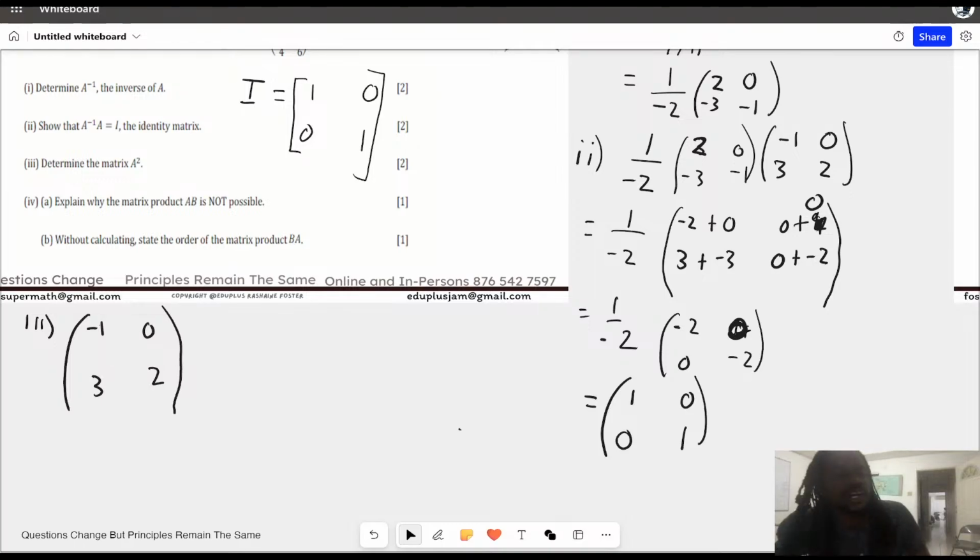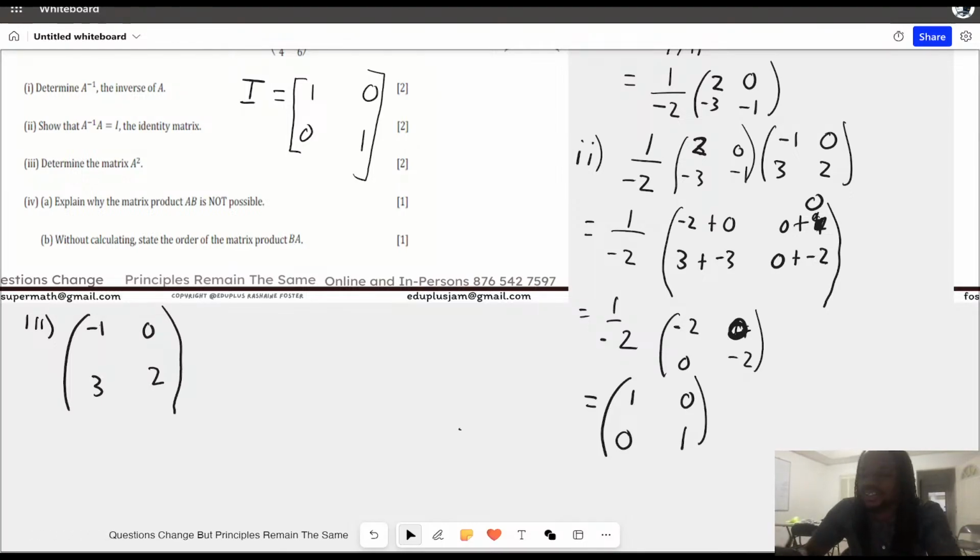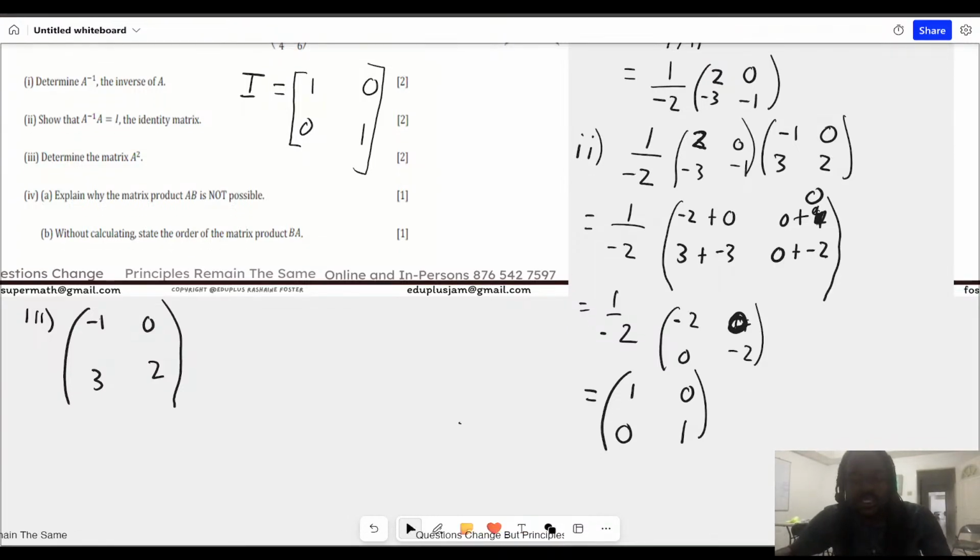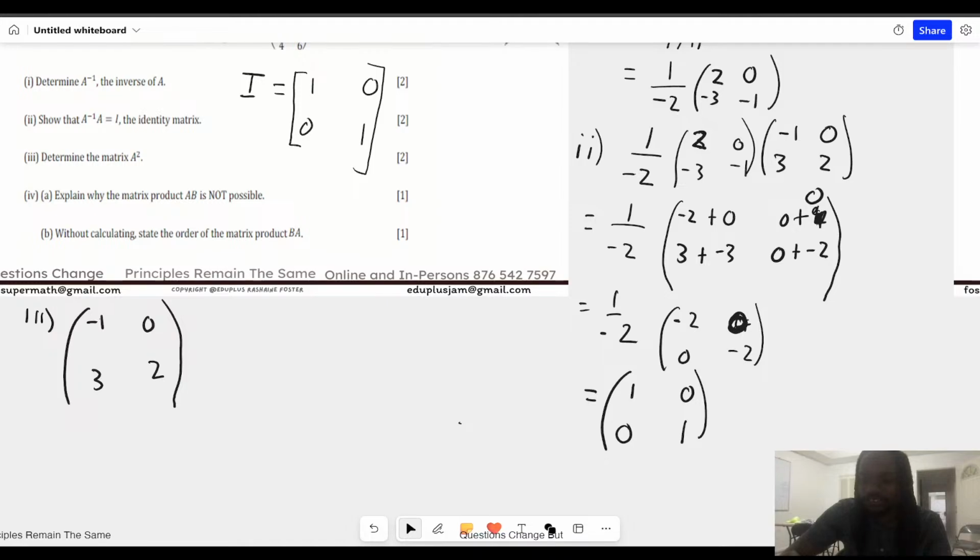Alright, what do we need now? It says determine A squared. What does A squared mean? How would you approach that question? We need to try a lot to think it out. How would you approach that question? Remember, when you square something, what are you doing? That's the key thing to remember. Right? When you square something, what are you doing? Right, so that's right.